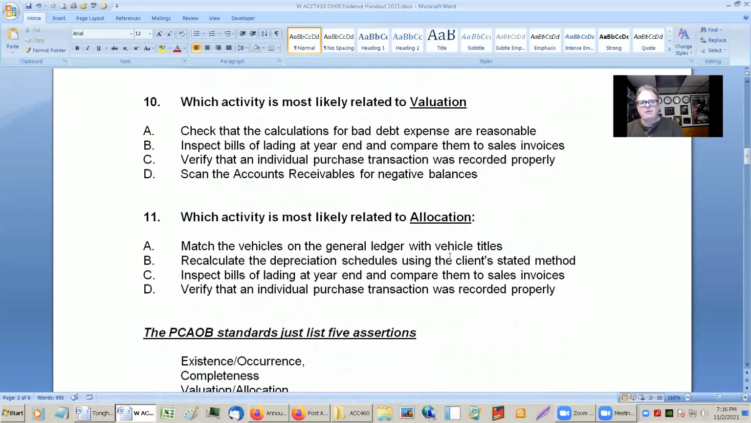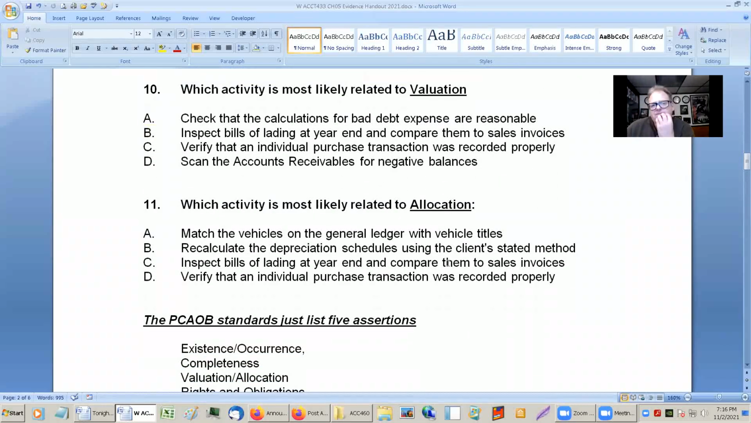Roundabout way. Which activity is most likely a valuation?